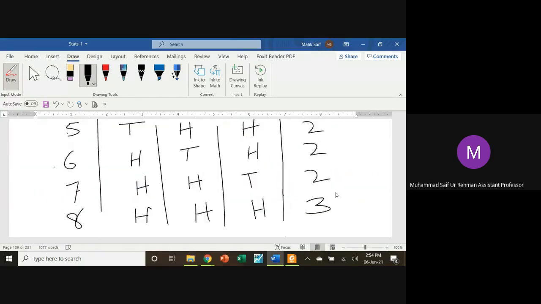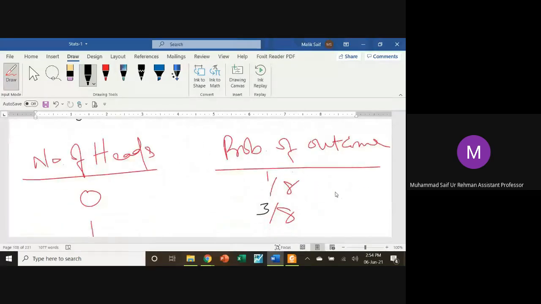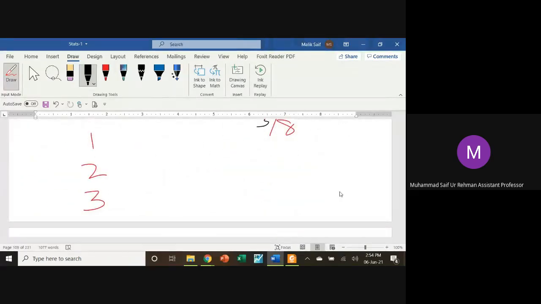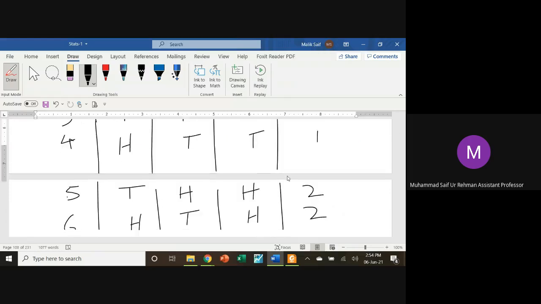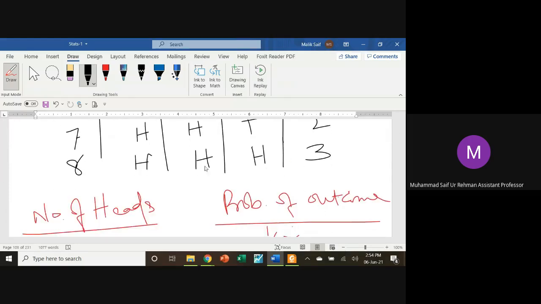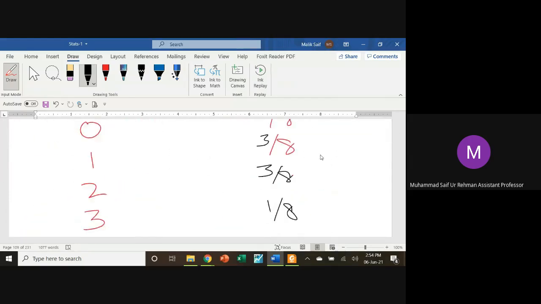Then 2. How many times 2? 2 is 3 times out of total possible results that are 8. So 3 by 8. And similarly, 3 heads has occurred only once. 3 heads was there only once in this trial. So 1 by 8.